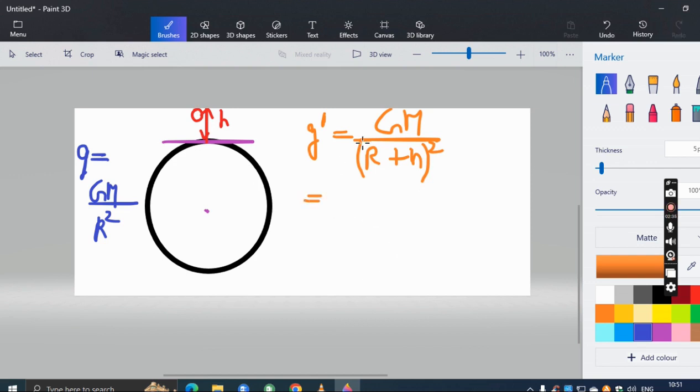So GM can be written as g r square, right? Because look at this formula, g is equal to GM by r square. So g r square equals GM. So g dash equals small g r square divided by (r plus h) the whole square.